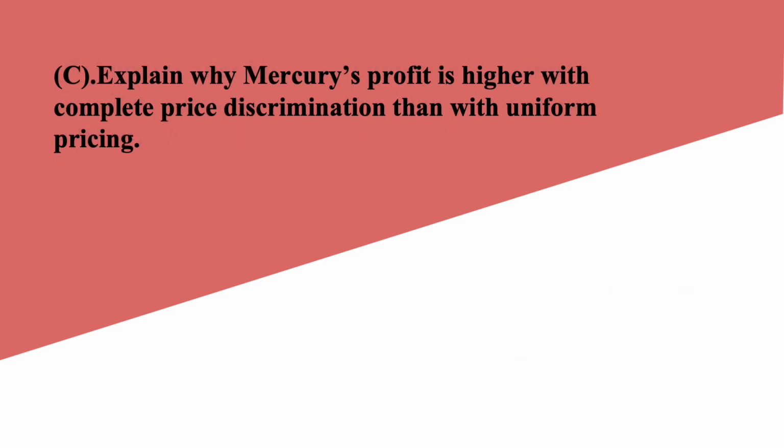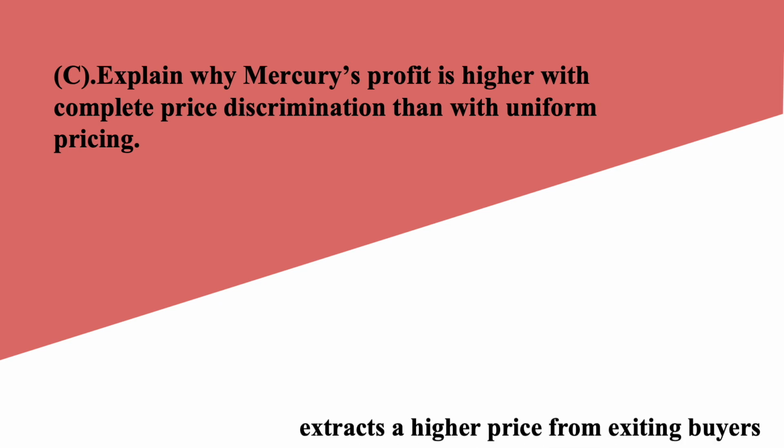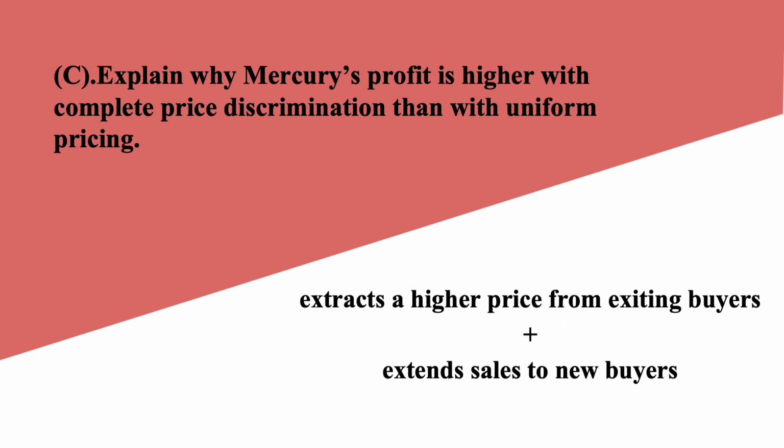C. Explain why Mercury's profit is higher with complete price discrimination than with uniform pricing. Complete price discrimination yields more profit than uniform pricing because it extracts a higher price from existing buyers and extends sales to new buyers who would not be served under uniform pricing. So, that's all for my question.